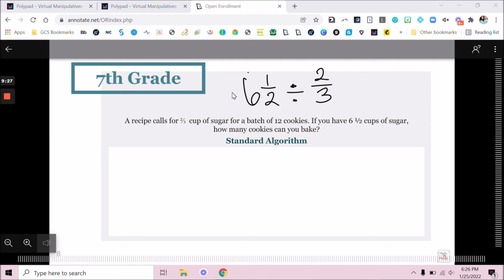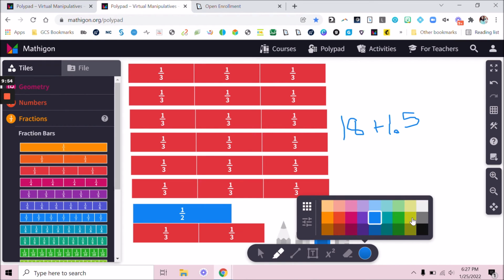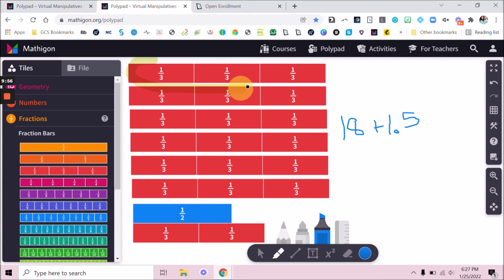So back to the problem, what we did was 6½, and we multiplied that. We created 3 times as many pieces, which was 19½ pieces. Then if we come back to our model, we decided that our batch was 2/3. So then we started dividing by 2. So let's come in here and I'll highlight them. So a batch is going to be 2/3. So we've got 1, 2, 3.